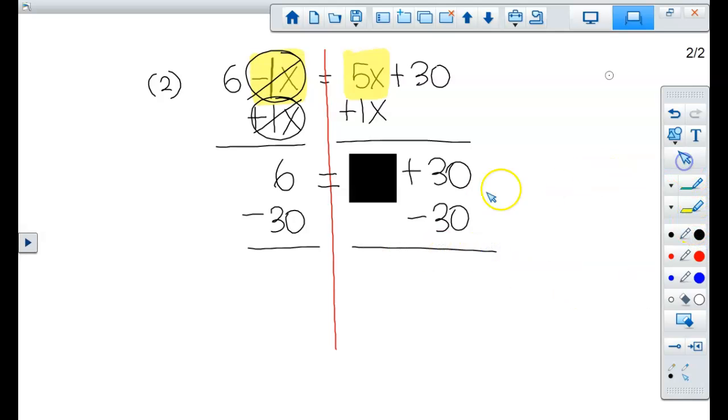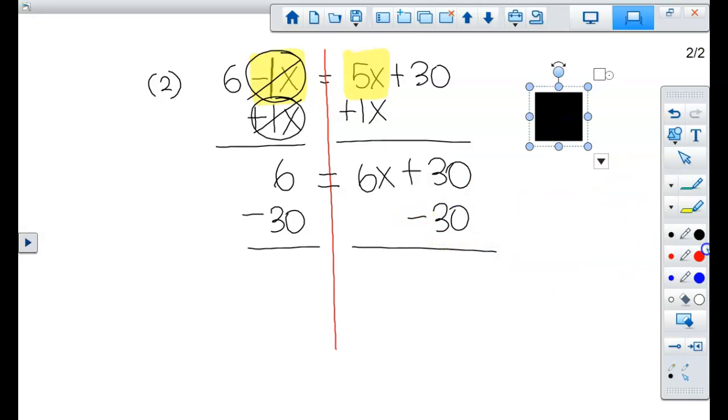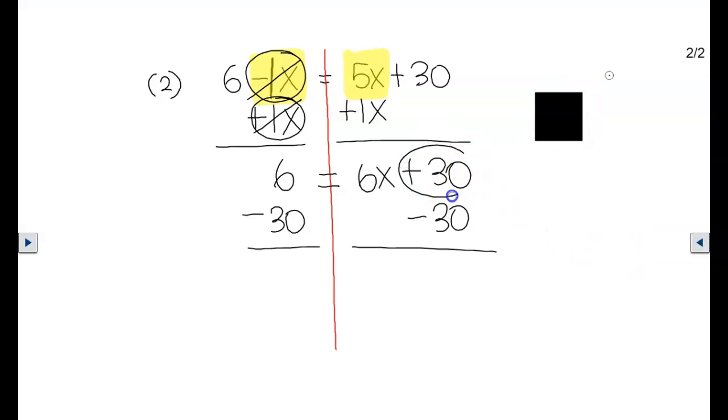Let's take away that cover. He has served his purpose. My adding 30 and my subtracting 30 undo each other. So I have 6 minus 30 is a negative 24, and that is equal to 6x.